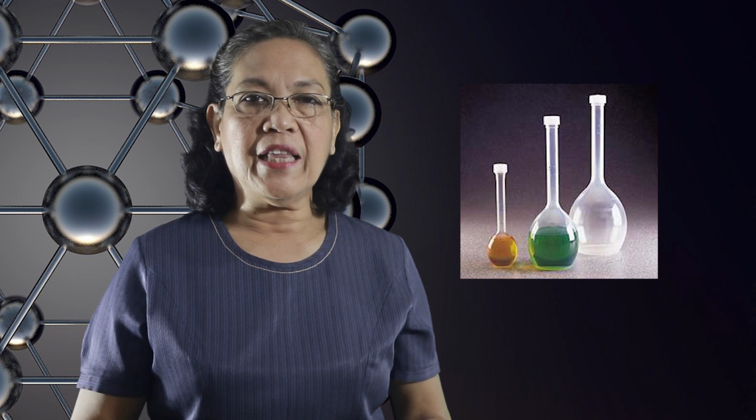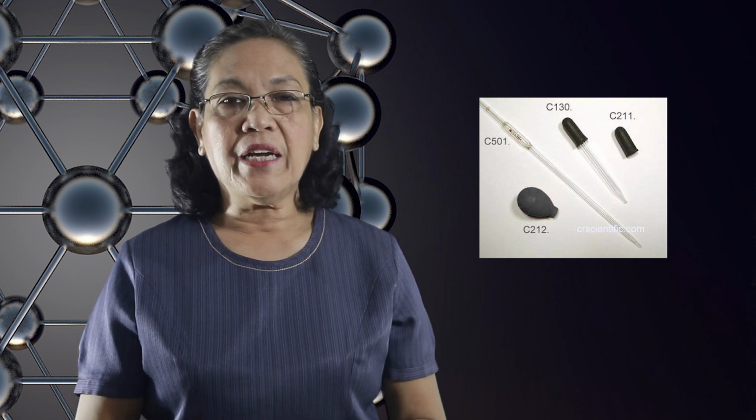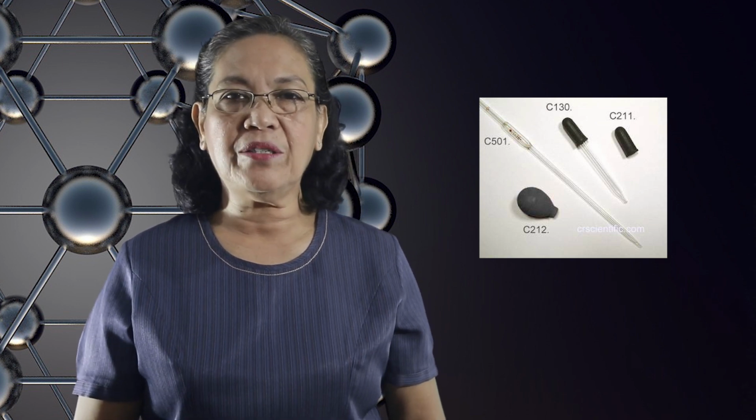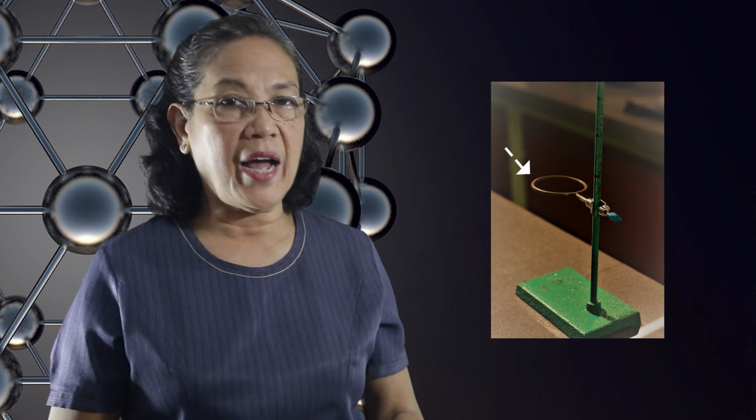Number 11 is the volumetric flask, and this is used to measure exact or precise volumes of liquids for dilution. Number 12, this is the dropper. The dropper is used to dispense small volumes of liquids. Number 13, if you're going to notice in the picture that the arrow is pointed towards the iron ring. Now, this iron ring functions together with the iron stand, and this is used to support the vessel which is placed onto it.